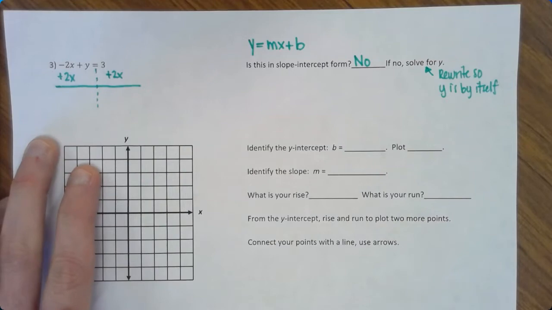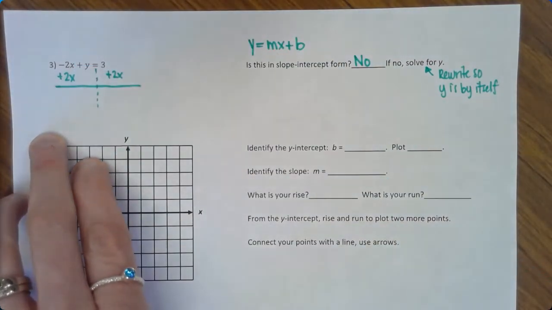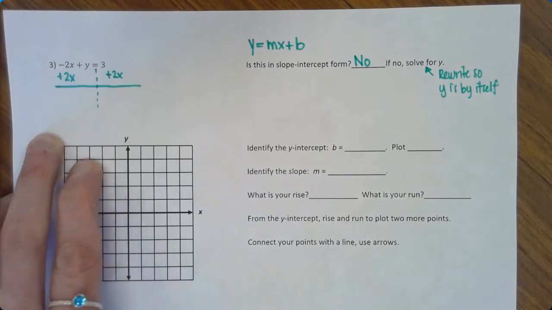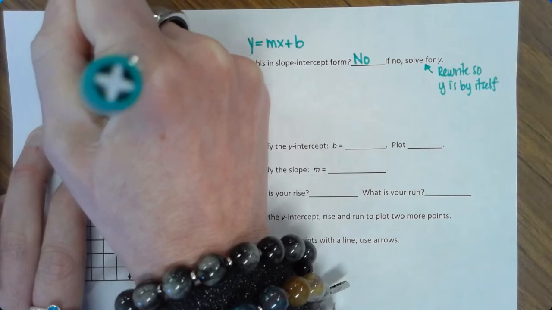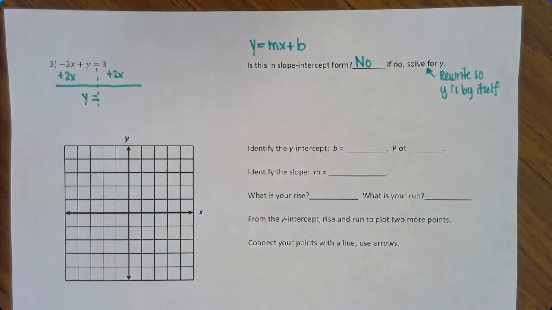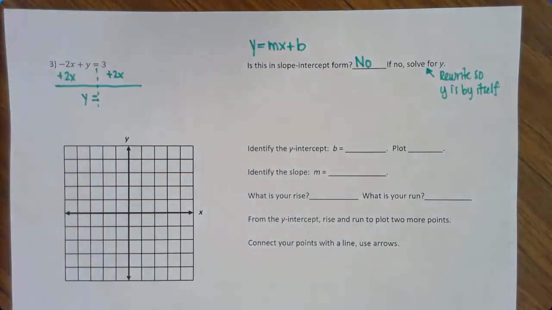So what's going to happen now is this term's going to zero out. I took negative 2x and added 2x to make 0, and that's going to leave me my positive y, or just y. At that bar, I have my equal to. And then here I have 3 plus 2x. Now, are those like terms? No, they're not like terms, so we cannot combine them.